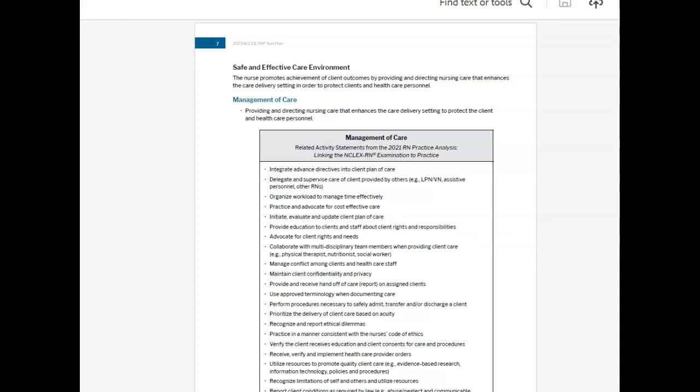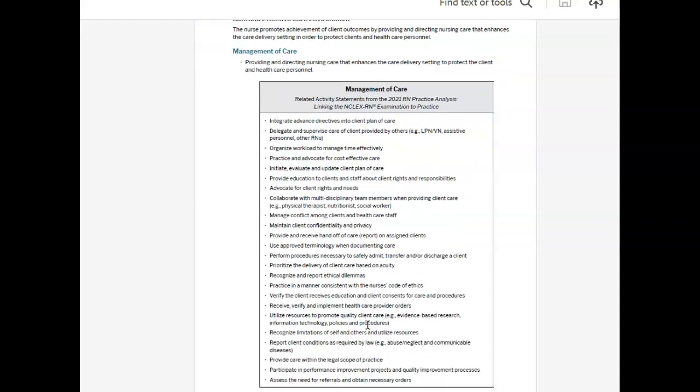So the NCLEX is not broken down into body systems as we know it. It's broken down into these 4 categories that we talked about. So I could put renal in here. I could do recognize and report ethical dilemmas, code of ethics. So I could write maybe an ethical question about a nurse who is taking care of a client on dialysis and the client refuses the treatment.